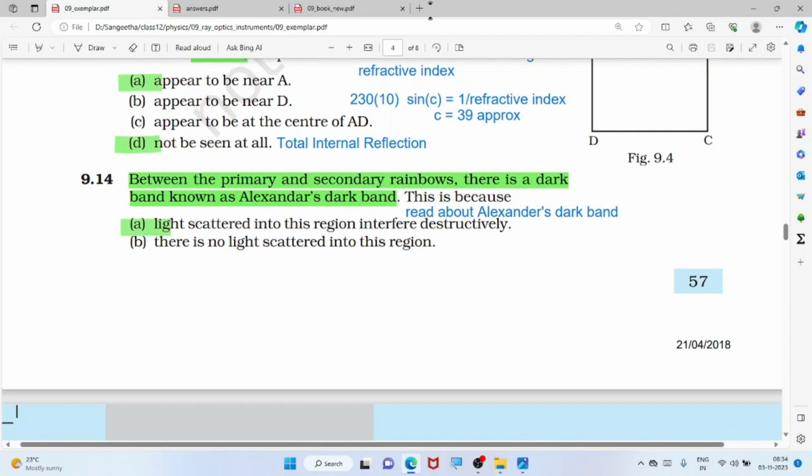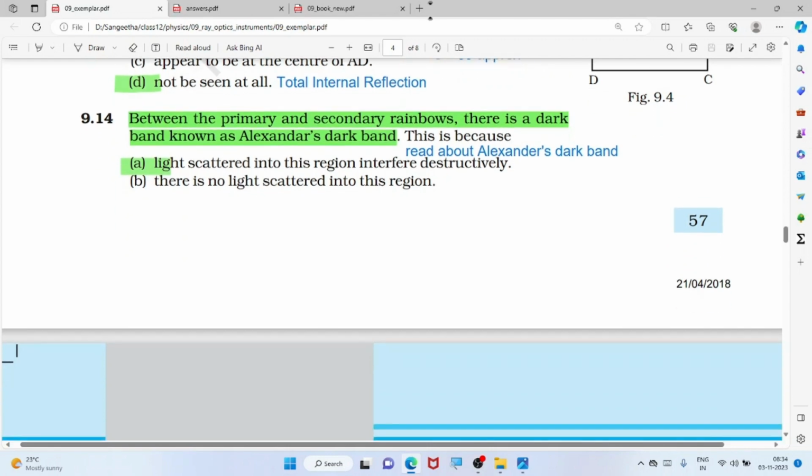Between the primary and secondary rainbow, there is a dark band known as Alexander's dark band. They are giving this information: between the primary and secondary rainbow, there is a dark band. You can read about this Alexander's dark band.